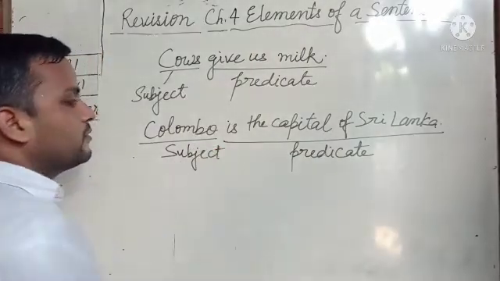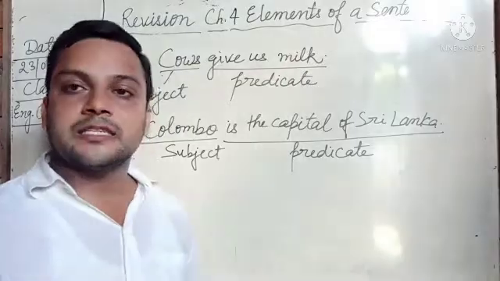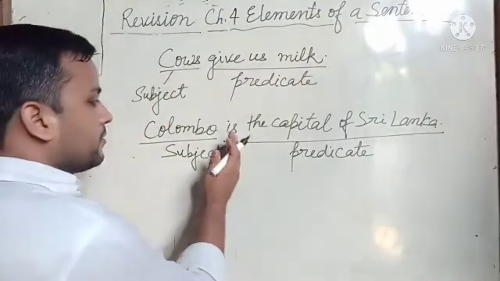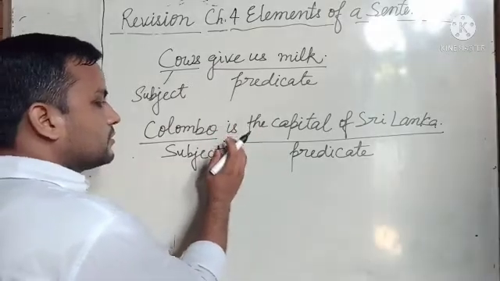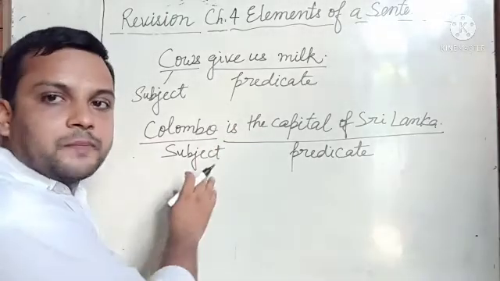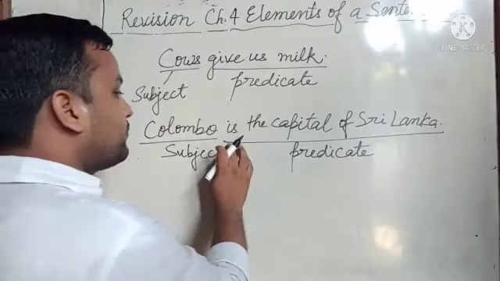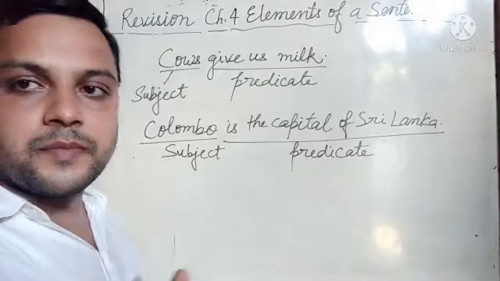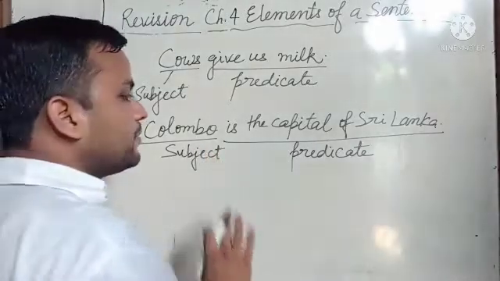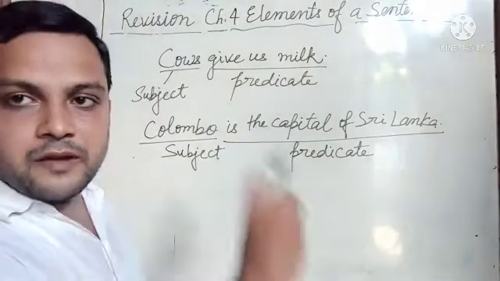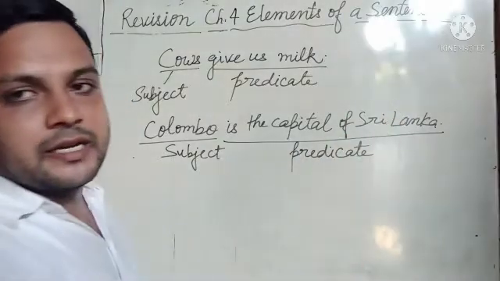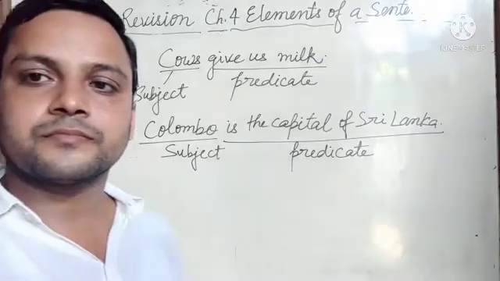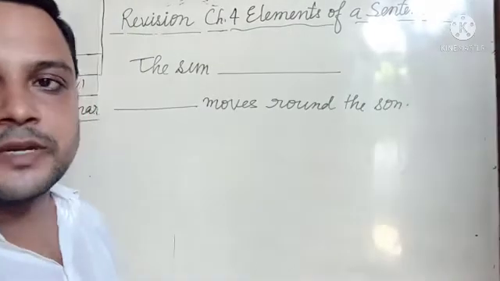Students, you have to remember one thing. If any sentence is given and you have to separate the subject and predicate, then the part before the helping verb will be the subject part, and from the helping verb until the last of the sentence will be the predicate part. If there is no helping verb, then from the main verb to the last of the sentence will be the predicate part.